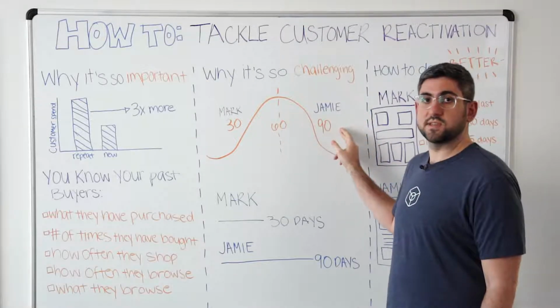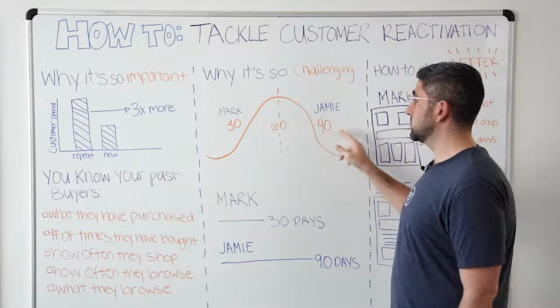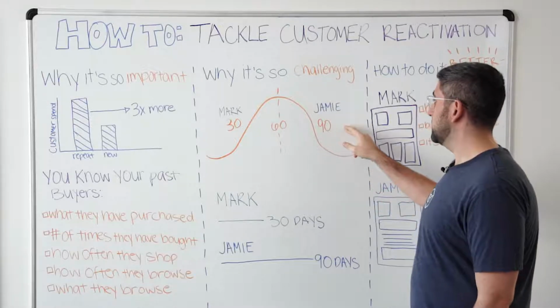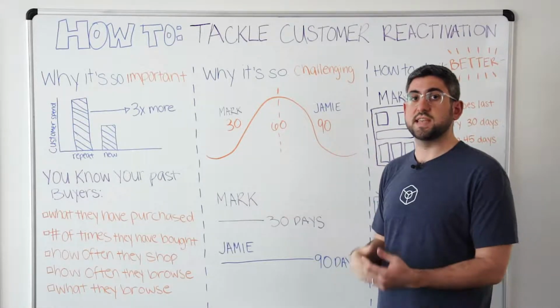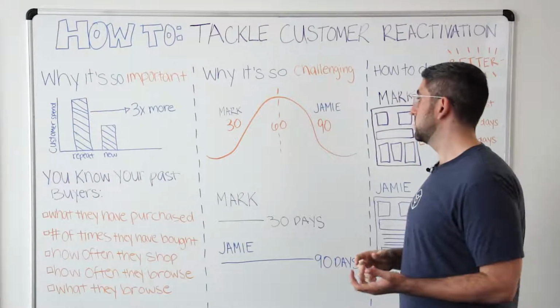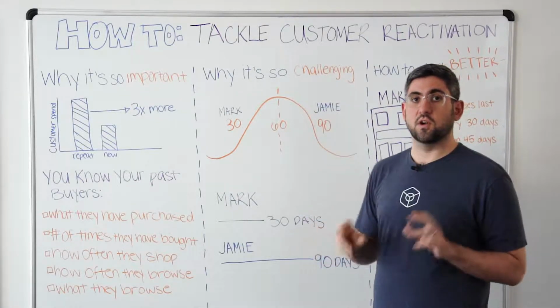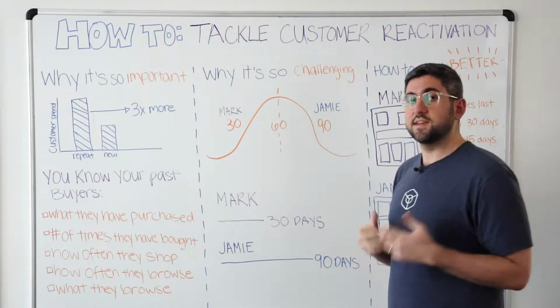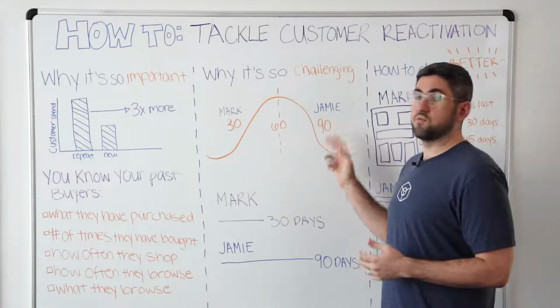And for Jamie, who purchases every 90, this message is way too early. We expect Jamie to make a purchase every 90 days, so she's acting exactly as we'd expect her to. So sending Jamie an offer or a "we miss you" type message is going to give away a margin and potentially send the wrong signal to Jamie.